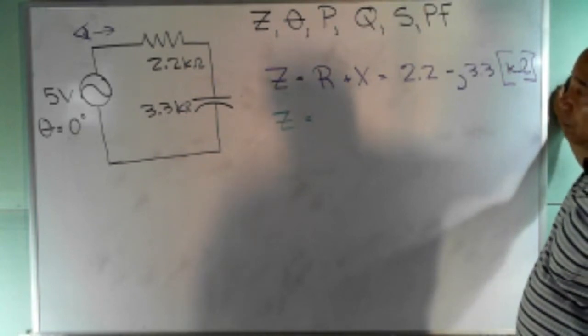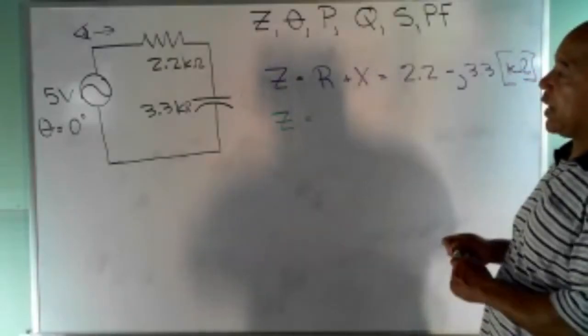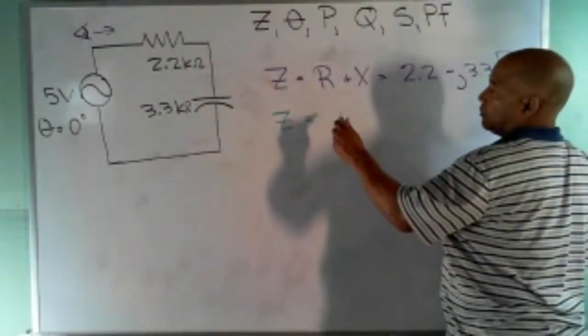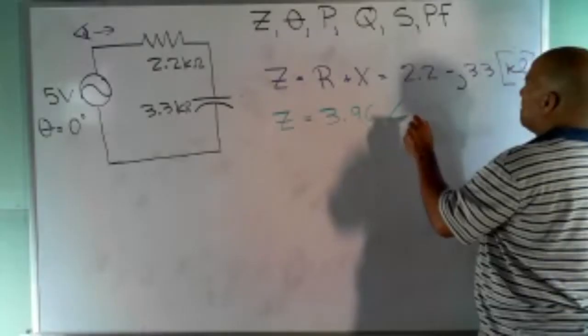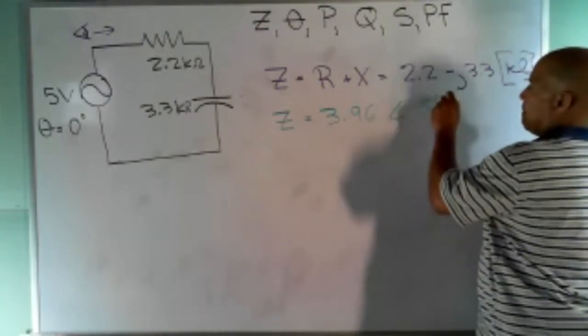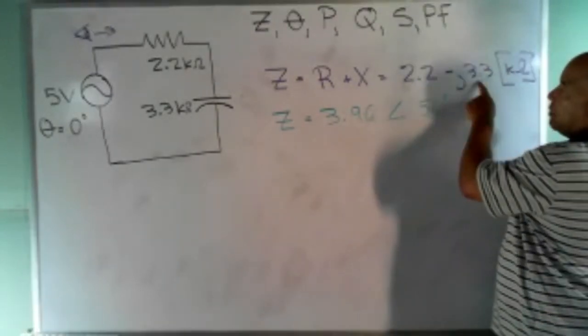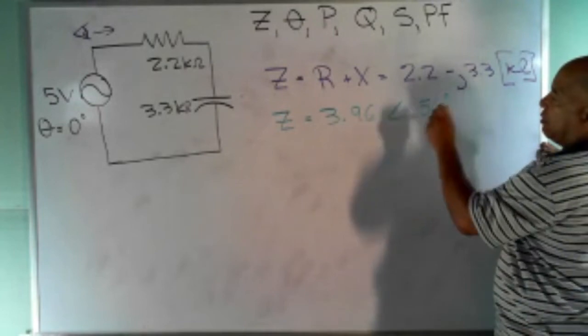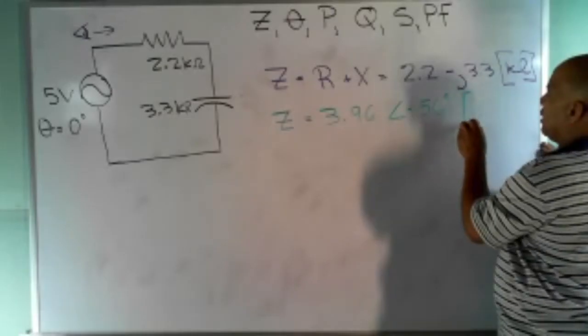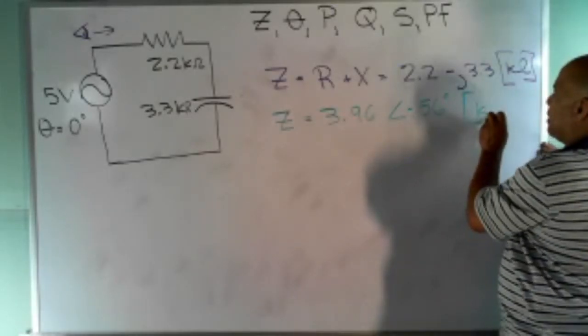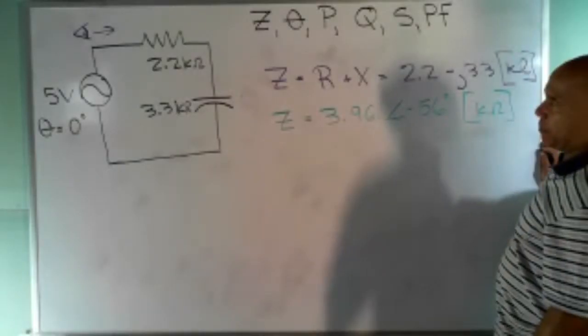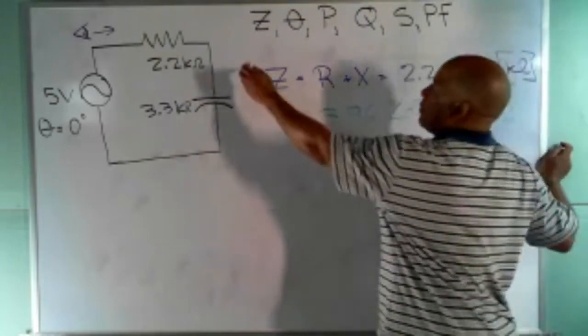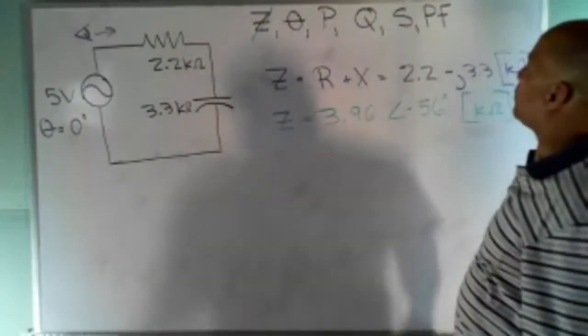Are we waiting for a polar form? Yep. You got it? I got 3.96 at a phase angle of 56 degrees. That should be a negative 56, right? Yes. Okay. And then this would be kilo ohms. All right, so if we go with that for our impedance, let's see what else we can find.